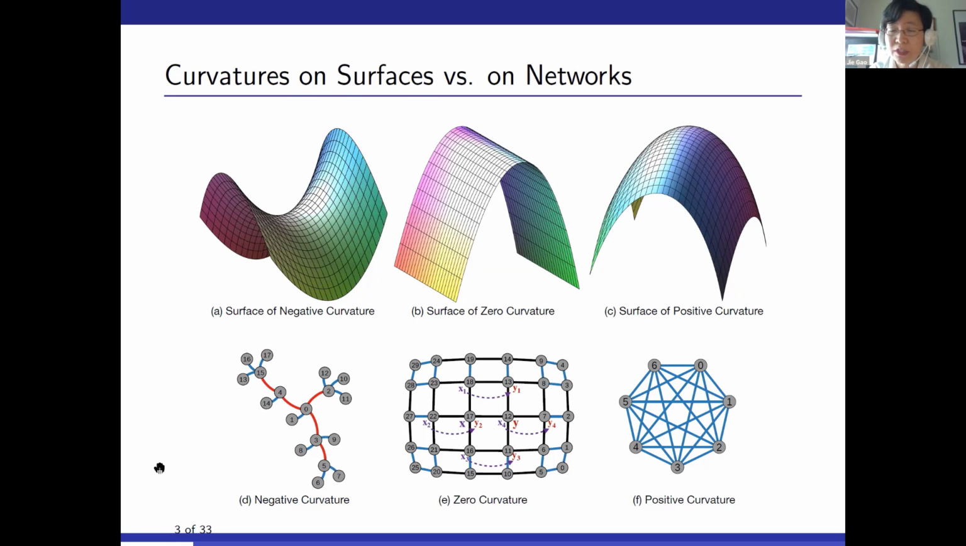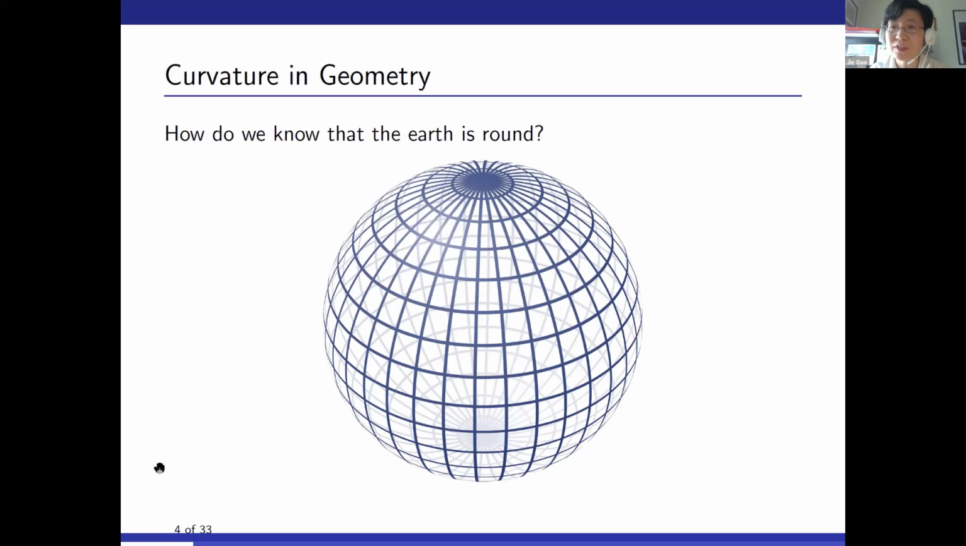To start, let me just go from the continuous setting of understanding curvature and then understand how to develop the discrete analog. When we look at a geometric surface, curvature basically is a local definition. It describes what happens around the point. But curvature is also related to the global structure of the surface. So one interesting question that we can ask is, how do we know that the Earth is round? How do we know we are not living on a flat plane?